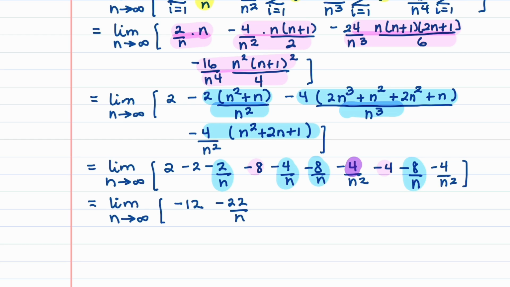And then our last terms, we have a minus 4 over n squared and a minus 4 over n squared. So this is minus 8 over n squared. Now we're almost done. When we take the limit as n goes to infinity, this term is going to go to 0 because we have infinity in our denominator. And this term is also going to go to 0. So after all of this work, our answer is equal to minus 12. I think the key to doing this problem correctly is making sure that you double check your algebra as you go along.